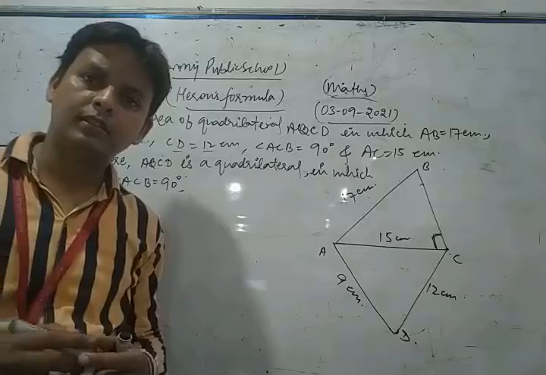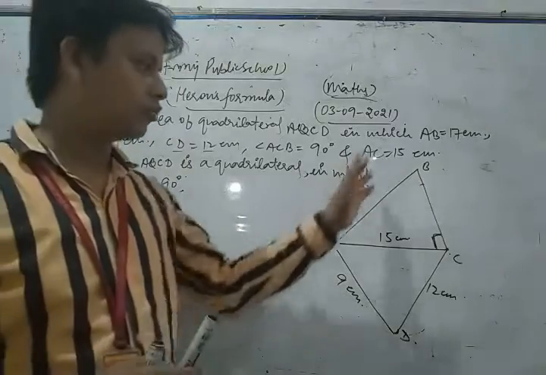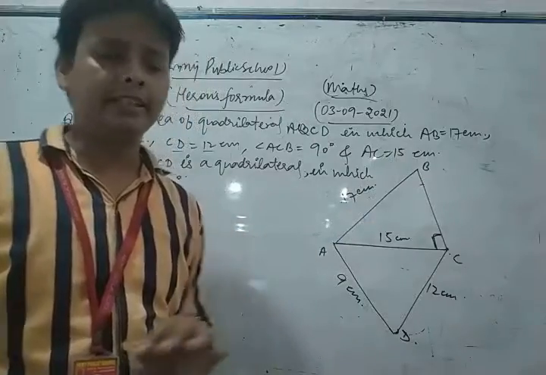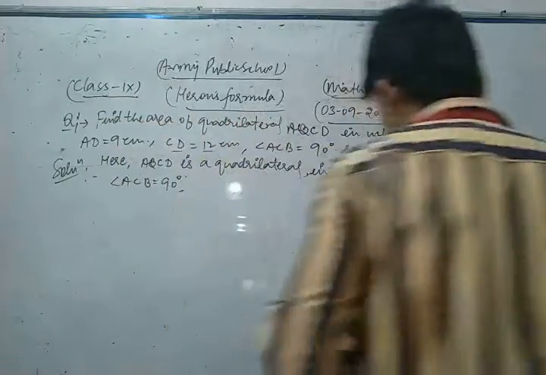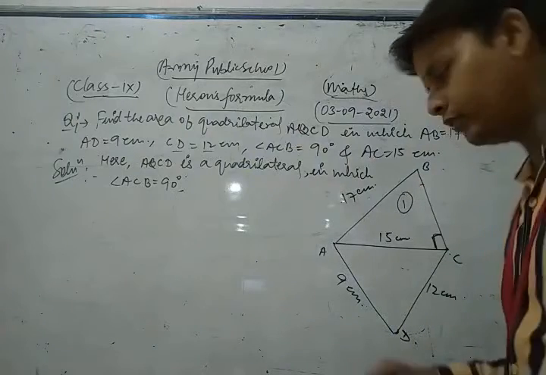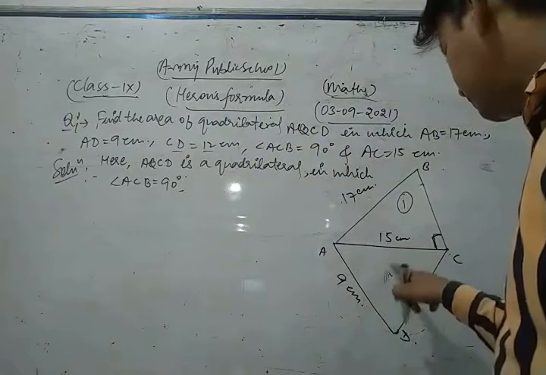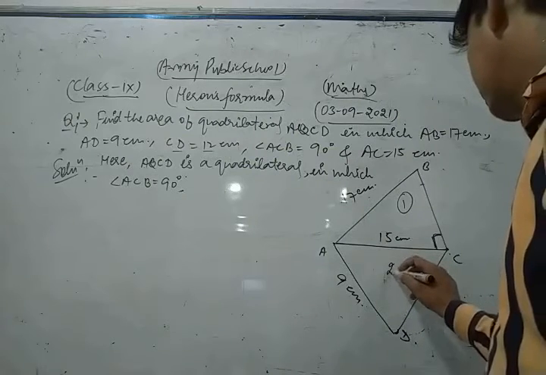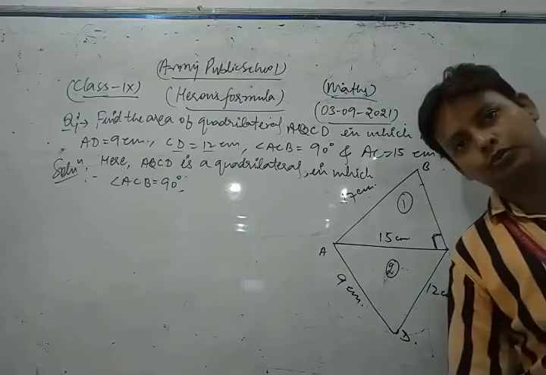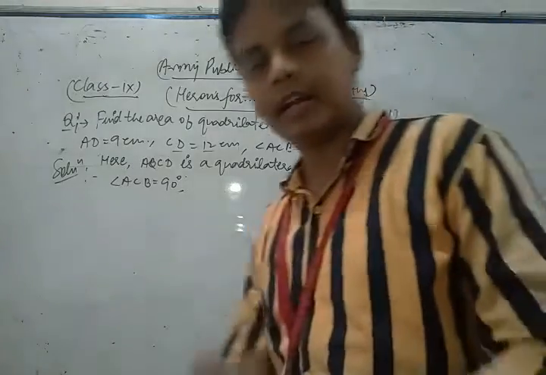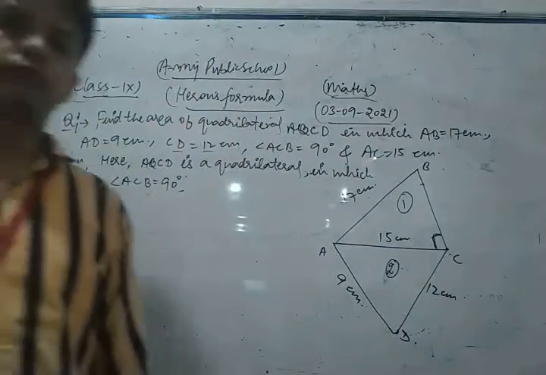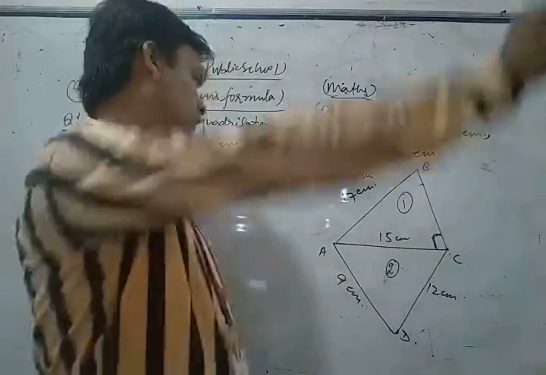Look, dear students, we are finding the area of quadrilateral ABCD. First of all, we find the area of triangle 1. After that, we find the area of triangle 2. Area of triangle 1 and area of triangle 2.